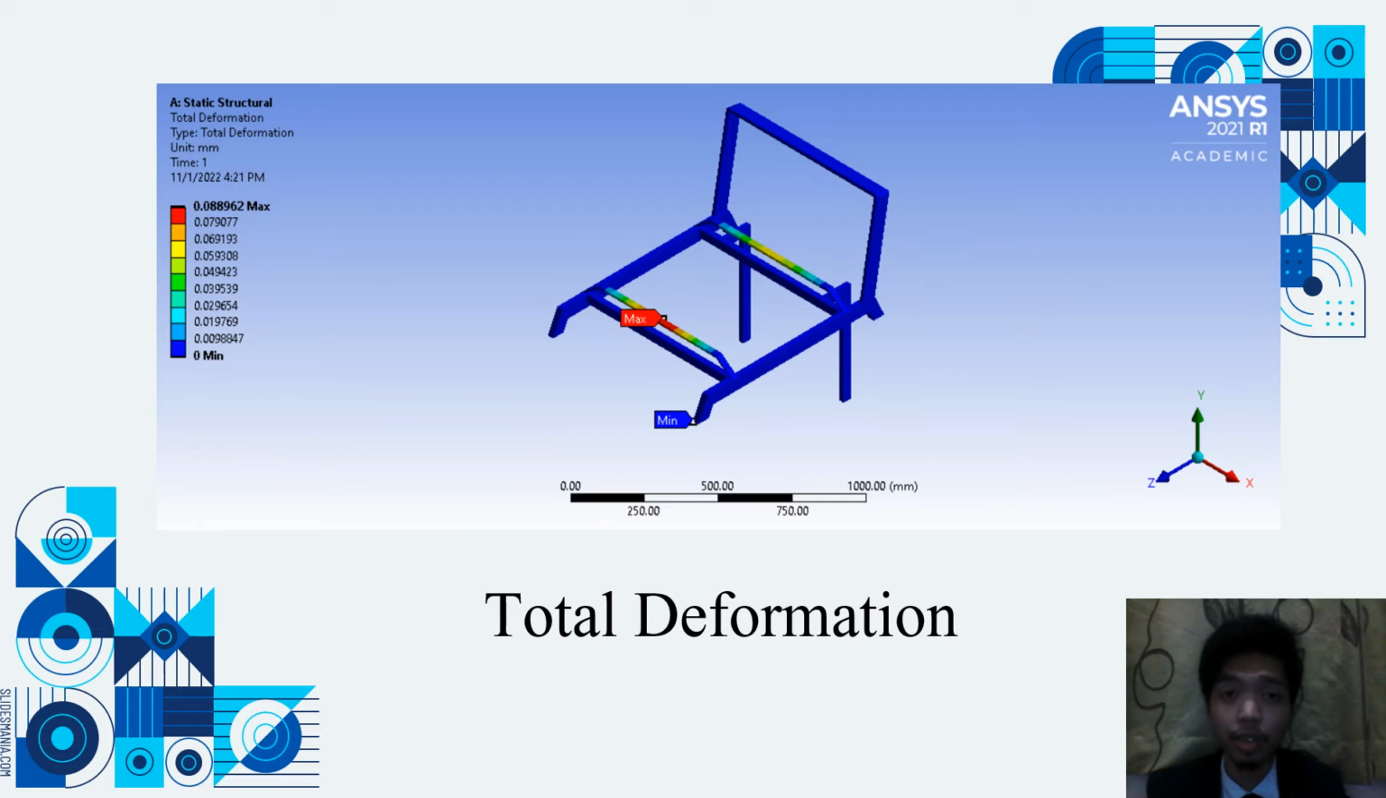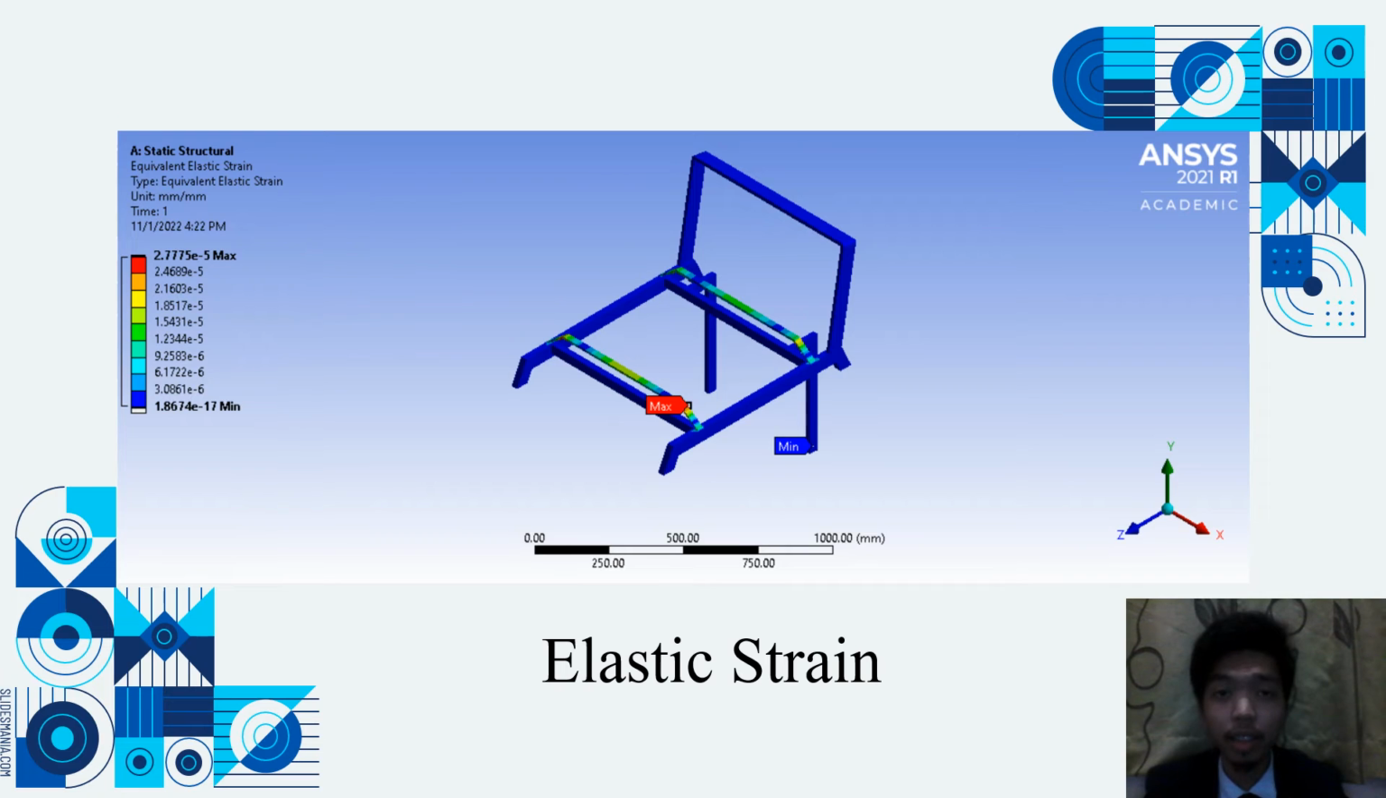After we set the constraints, we can proceed with the analysis. The first analysis is total deformation. From the analysis, we've obtained that the maximum total deformation would be 0.08 mm. Therefore, it is too small to cause any structural damage to the frame design. The second analysis is elastic strain. From the analysis, I've obtained that the maximum elastic strain would be 0.2 nanometer. Therefore, the value is too small, so we can neglect it.